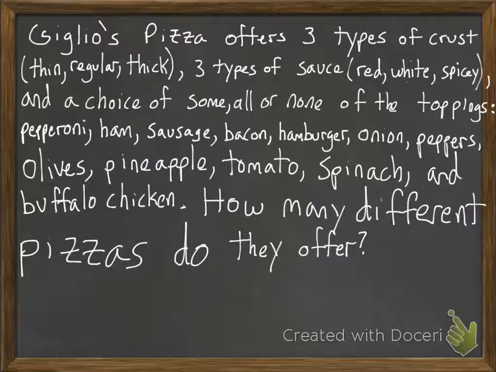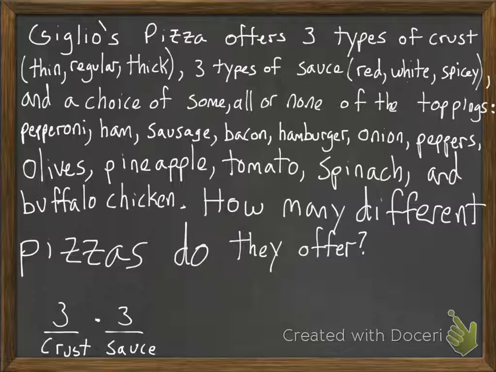So for the crust anyway, we have 3 choices for the crust. And we also have 3 choices for the sauce. Now, nothing in the problem indicates that it's a bad idea to get red sauce with the thick crust pizza or anything like that, so those things are independent.